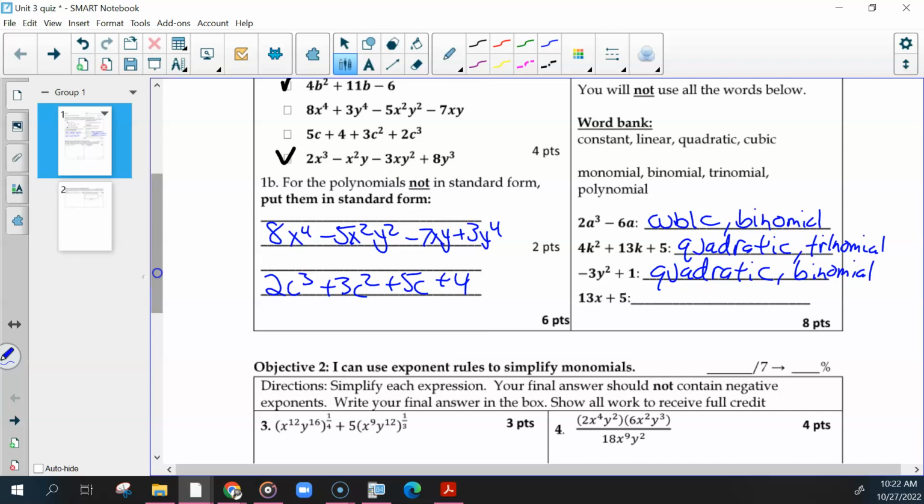And then this last one tripped a lot of us up. This should be linear and a binomial. Constant is when you don't have any variables at all. So if you don't have variables, that is a constant. Questions on that one?